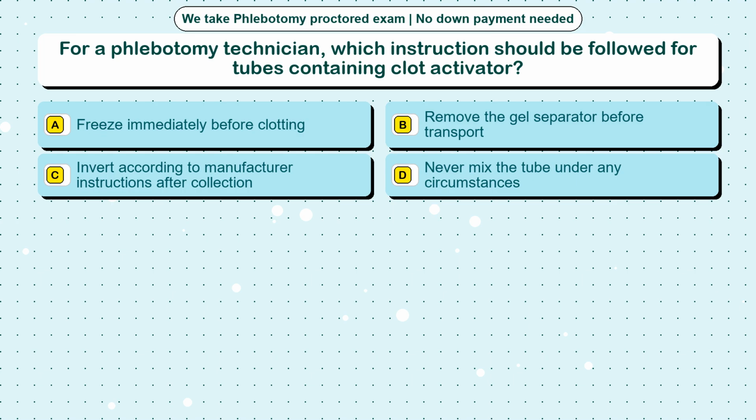Option A, freeze immediately before clotting. Option B, remove the gel separator before transport. Option C, invert according to manufacturer instructions after collection. Option D, never mix the tube under any circumstances.